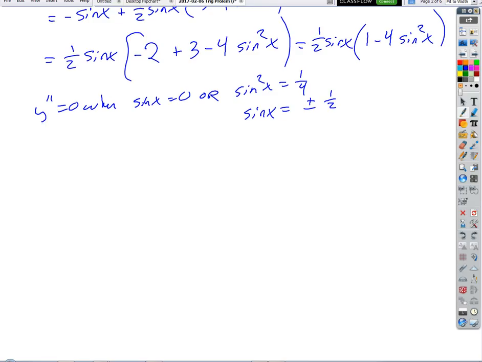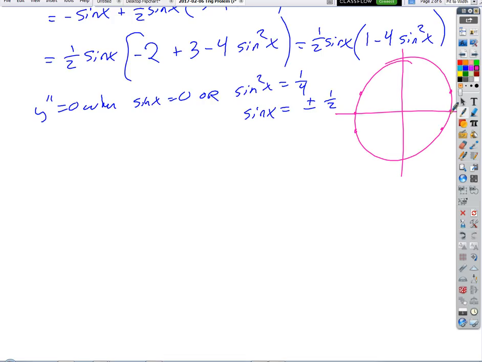If we look on the unit circle, and we're just going from 0 to 2 pi, right? So where is sine equal to plus or minus 1/2? That's the y coordinate, right? So that's gonna be pi over 6, 5 pi over 6, 7 pi over 6, and 11 pi over 6. And sine is 0 there, and there, right? Okay? So, wow, we get a big, big table.